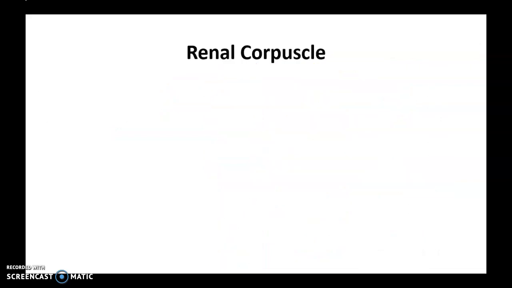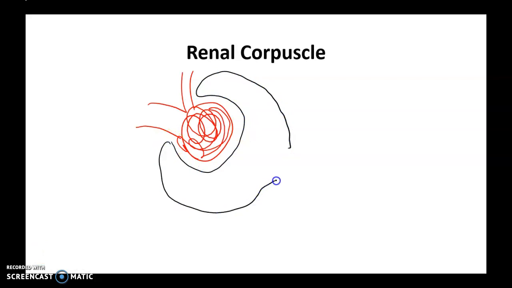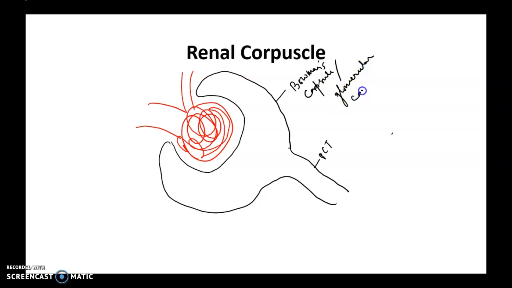Now we will look into the renal corpuscle. What is that? Okay. So let me draw this thing one more time. So you have the afferent arteriole, you have the efferent arteriole, you have the glomerulus. Surrounding the glomerulus, you have the Bowman's capsule or glomerular capsule, leading to the proximal convoluted tubule. This thing is the Bowman's capsule, also known as glomerular capsule.